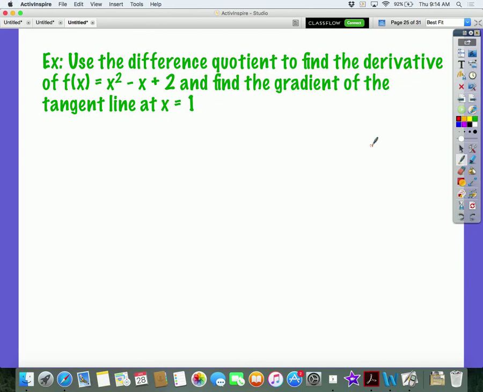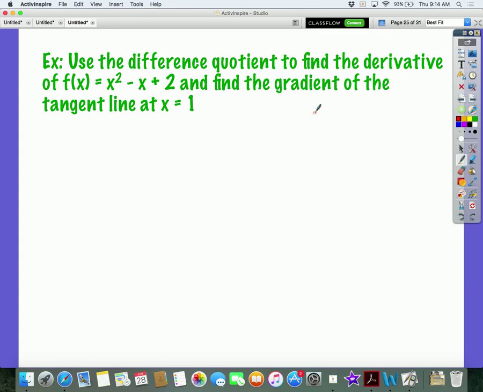We're going to do one more. Use the difference quotient to find the derivative, and then find the gradient of the tangent line at x equals 1. What does that mean?